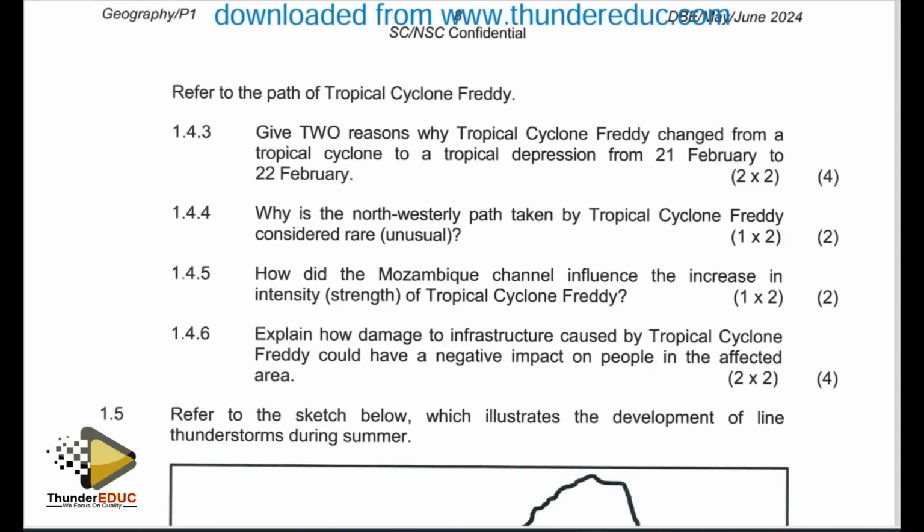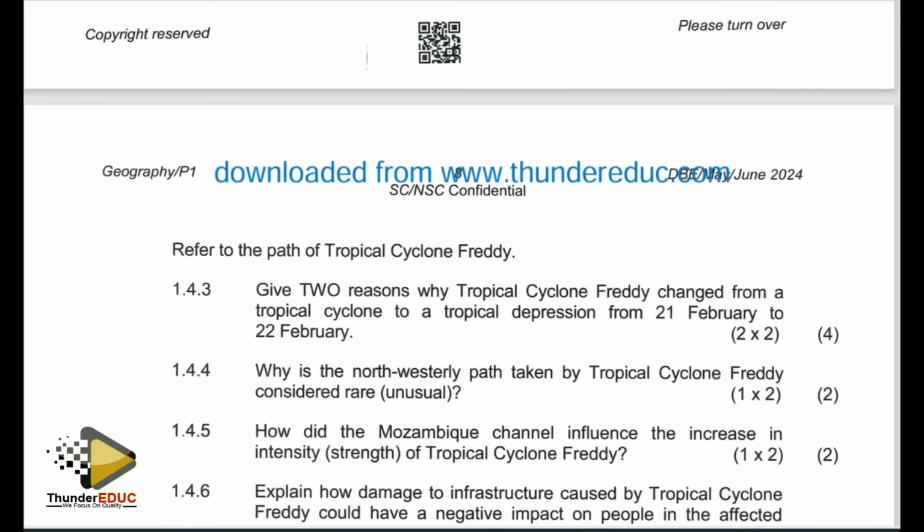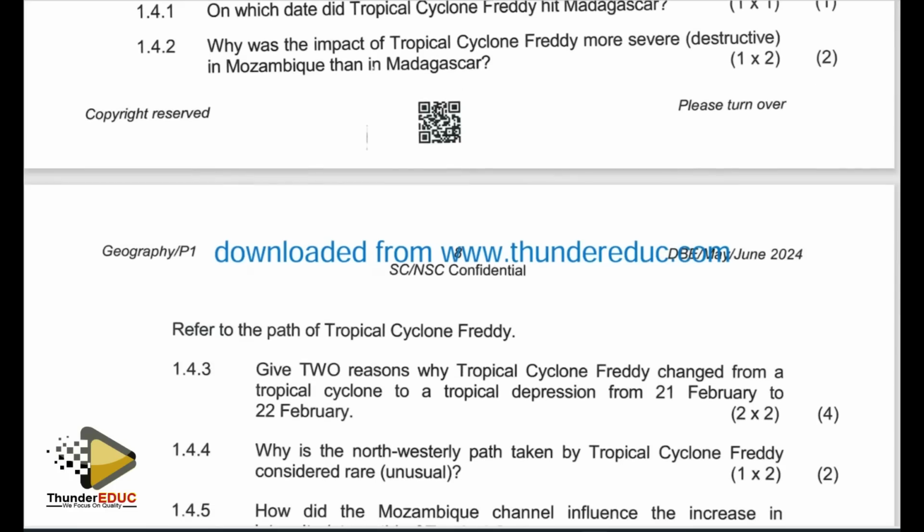Refer to the path of the tropical cyclone. Give 2 reasons why tropical cyclone Freddy changed from a tropical cyclone to a tropical depression from 21 February to 22 February. Right. You can also relate these 2 questions. They are almost related from the way the questions are appearing, because you are looking at 21st February in Madagascar and 22nd February over Mozambique.